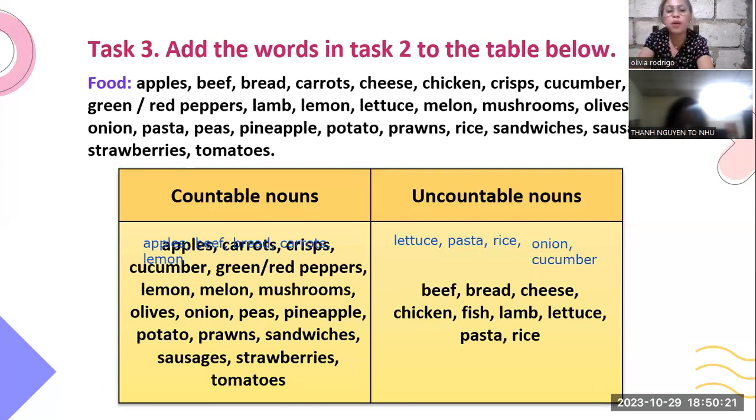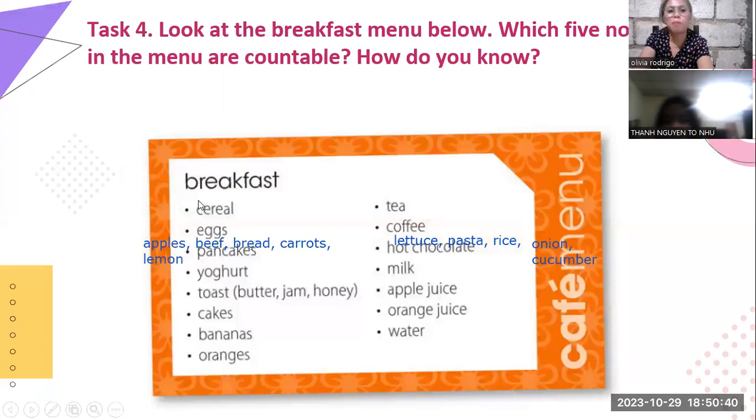Always remember, Tono, when you say countable, you can count anything that you can count. Uncountable, you cannot count. Milk, liquid is uncountable. All liquid and soda, Coke, juice, uncountable.